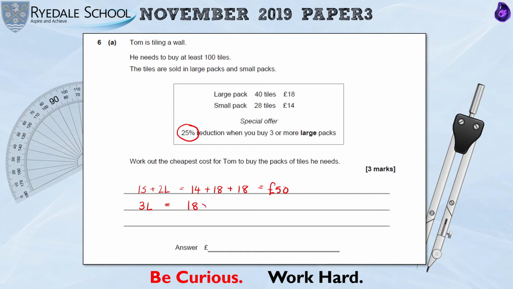So if we do 18 times 3, that is £54. But if we want to work out 25% of that, and do remember, of course, you've got your calculator, 25%, half it and half it again, it's £13.50. And when we subtract £13.50 from £54, we get an answer of £40.50.